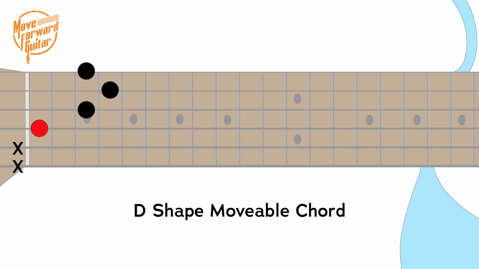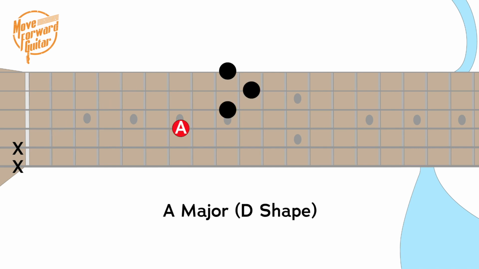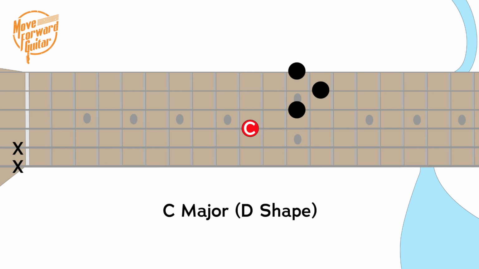But if I was to play it here, my lowest note is actually a D sharp or an E flat. So this would be a D sharp or an E flat major in the D shape. If I moved it up again, that lowest note is an E, so this would be an E major chord in the D shape. Move it up to here, that would be an A major chord in the D shape. If I moved it again, that'd be a C major chord in the D shape. Again, I can move it anywhere as long as I know what the root note is, I know the name of the chord.